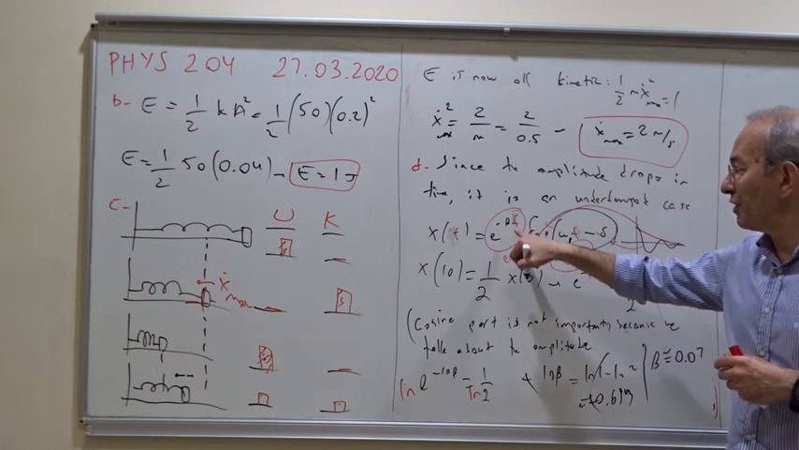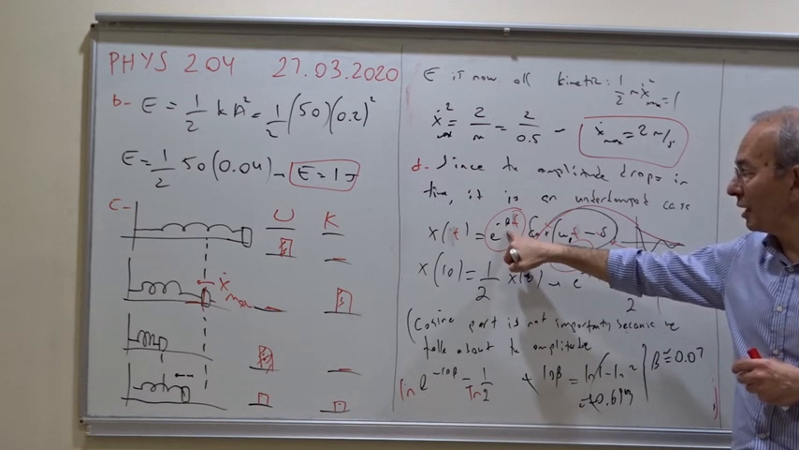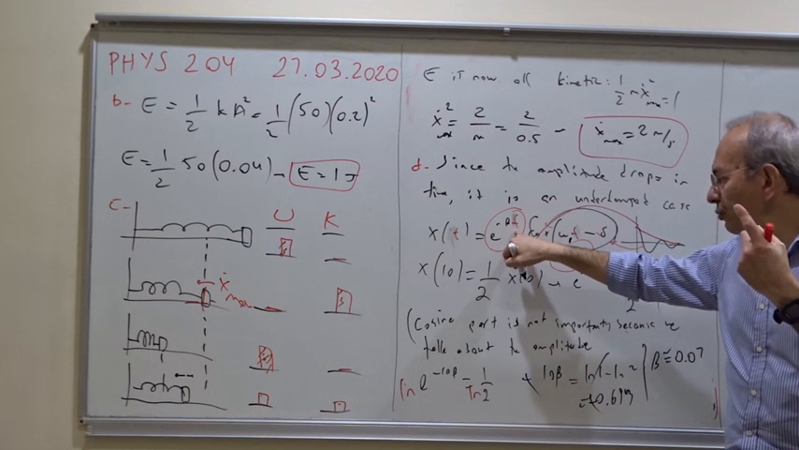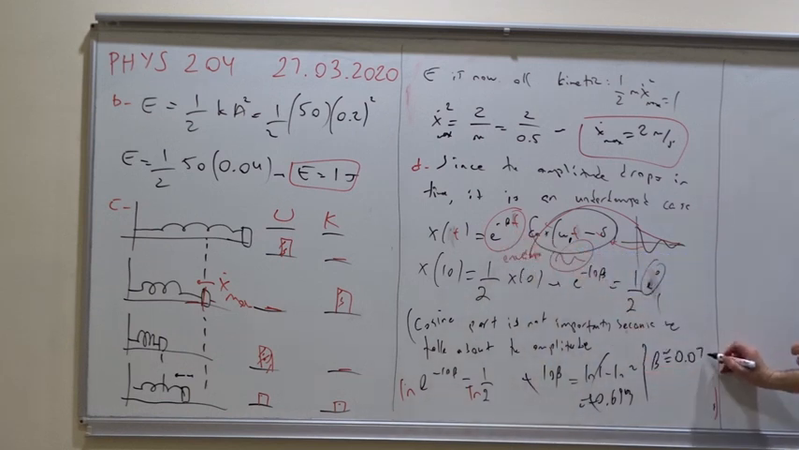Beta should have a unit of inverse time. So when it is multiplied by t, second and 1/second cancel and we get a pure number. So it has to be second to minus 1 or just hertz like the frequency. Beta is 0.07 hertz or second to minus 1.